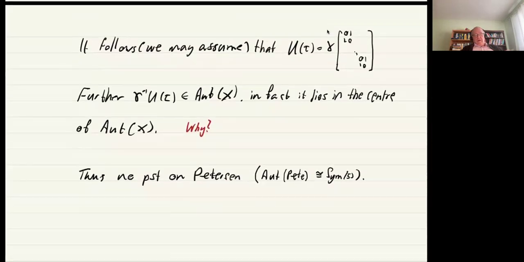And one consequence, for example, is that there's no perfect state transfer on the Petersen graph, because we saw that the automorphism group of the Petersen graph is the symmetric group on 5 letters, and its center is trivial. So this gives one proof that the Petersen graph does not admit perfect state transfer. We'll see more as we go on. But another simple consequence is that if a vertex transitive graph admits perfect state transfer, the number of vertices is even.